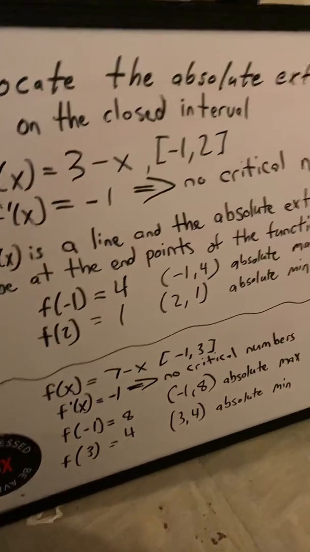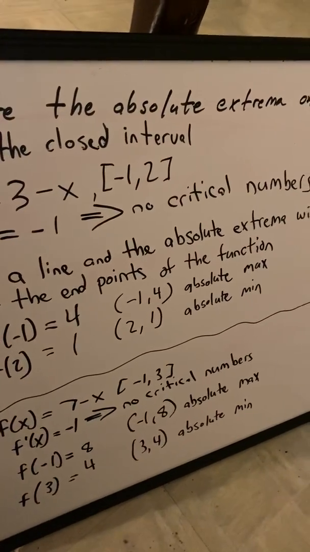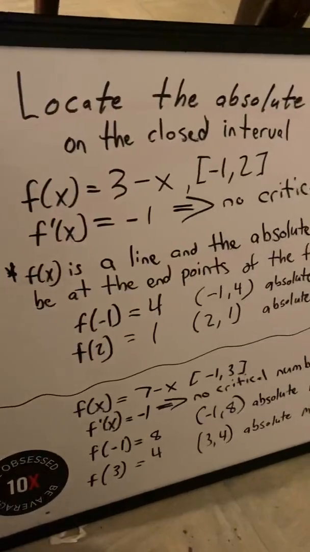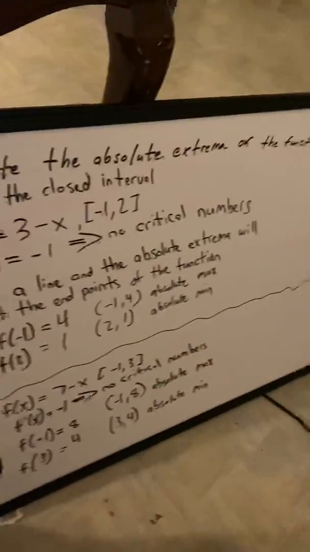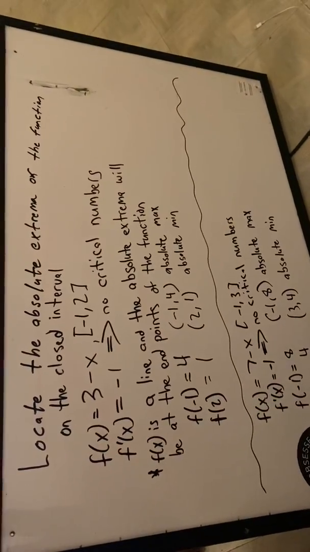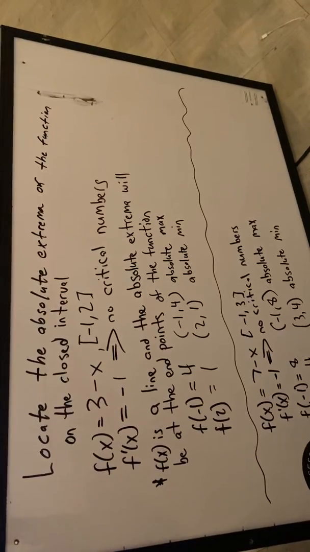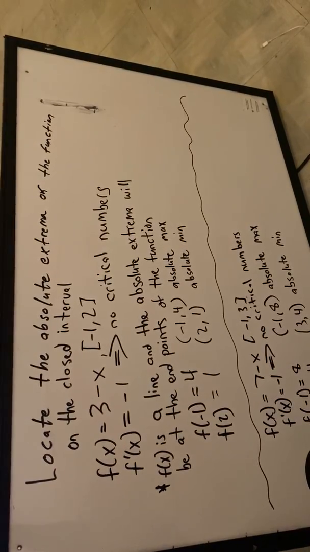Okay, we are locating the absolute extrema of the function on the closed interval, okay? So we have f of x is equal to 3 minus x, and then we have negative 1 and 2. First thing we need to do is find the derivative of f of x.